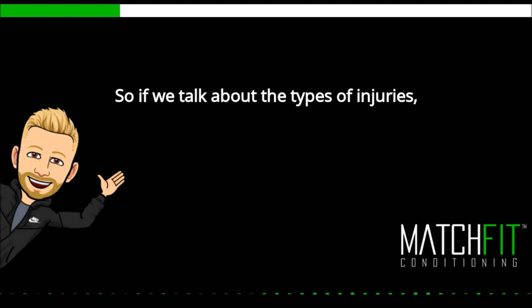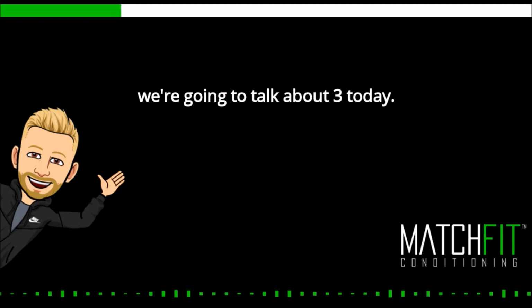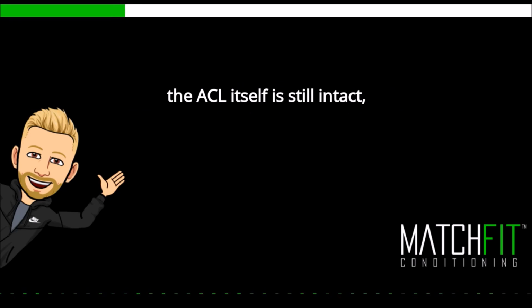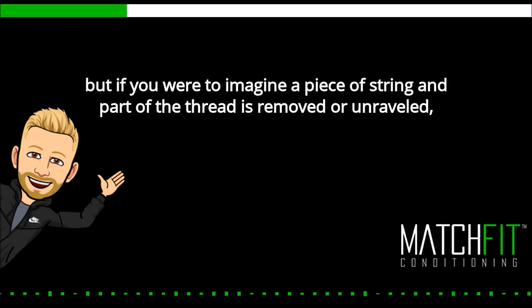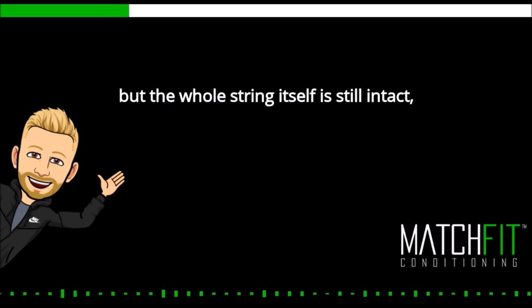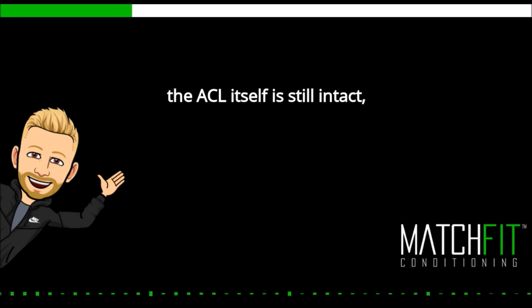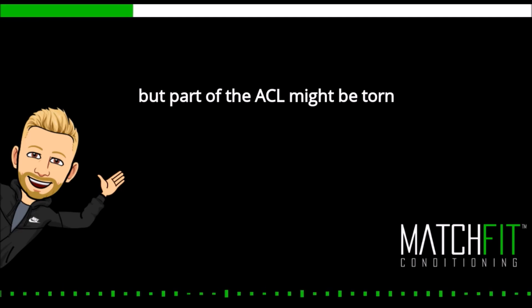So if we talk about the types of injuries, we're going to talk about three today. Number one is a partial tear of the ACL. And essentially what happens here, the ACL itself is still intact, but if you had to imagine a piece of string and part of the thread is removed or unraveled, but the whole string itself is still intact, that's what we'd be looking at. So again, the ACL itself is still intact, but part of the ACL might be torn or damaged.